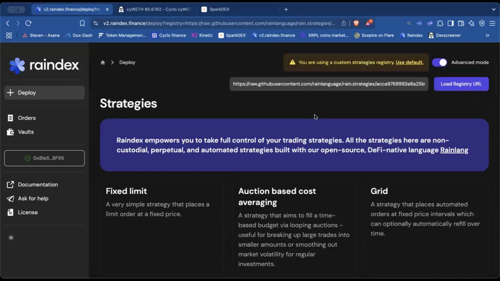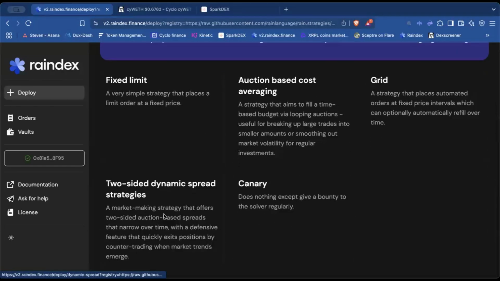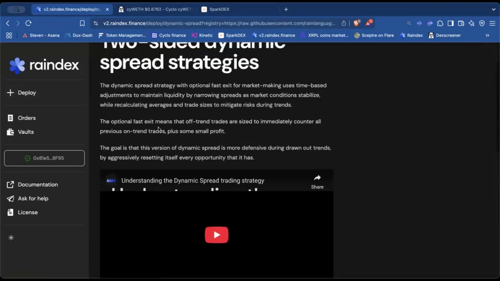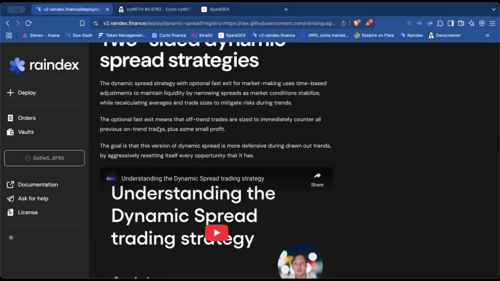Now go to two side, go down two sides dynamic spread. Okay, and what is this? So what you're going to be doing is that you set up a spread, and then you set up how much you are willing to take as a trade. So you can say that you have a 10% spread, and then every time that you have a 5% profit, then you execute the trade.